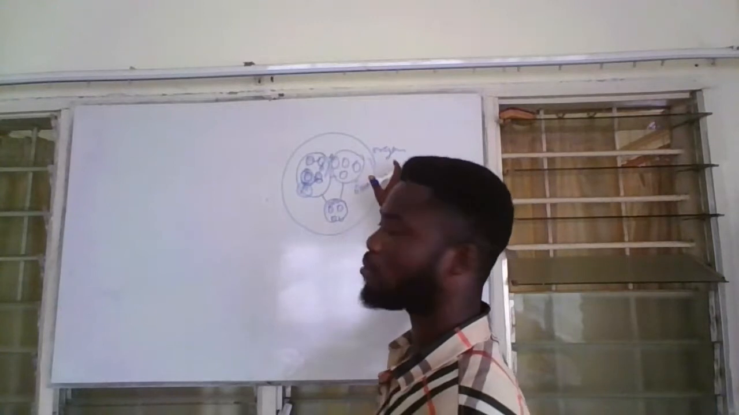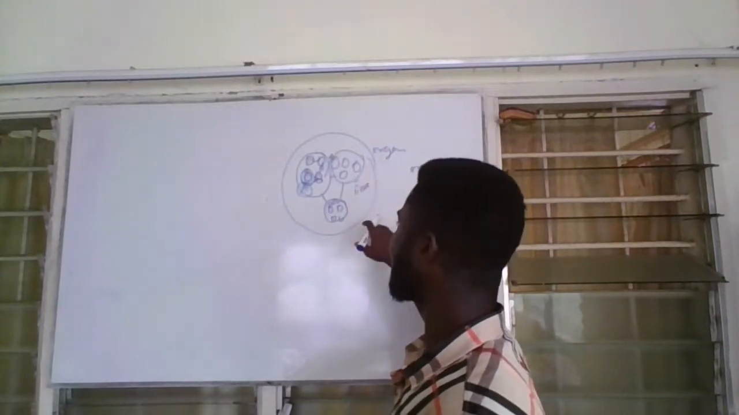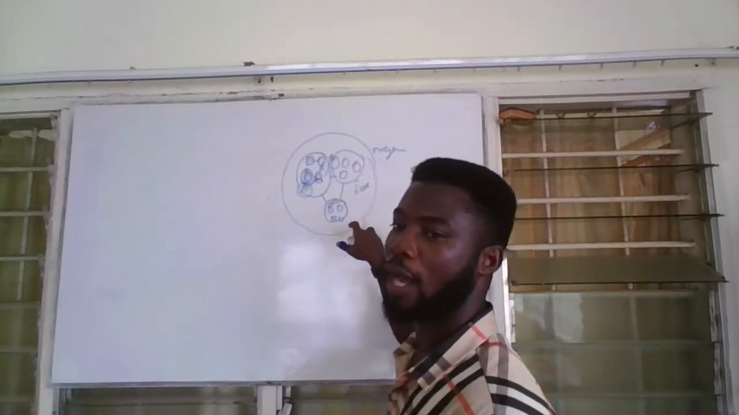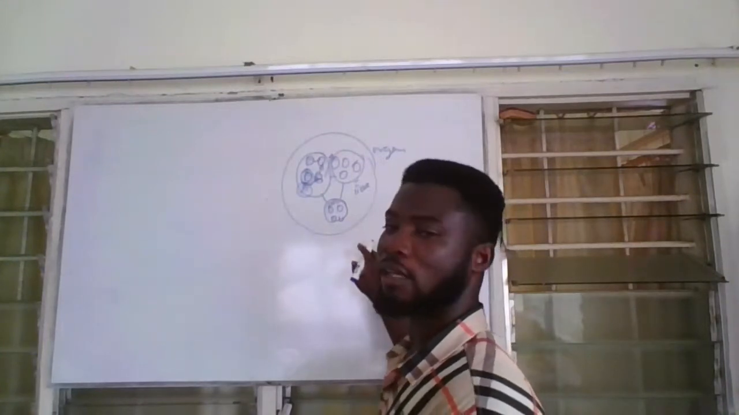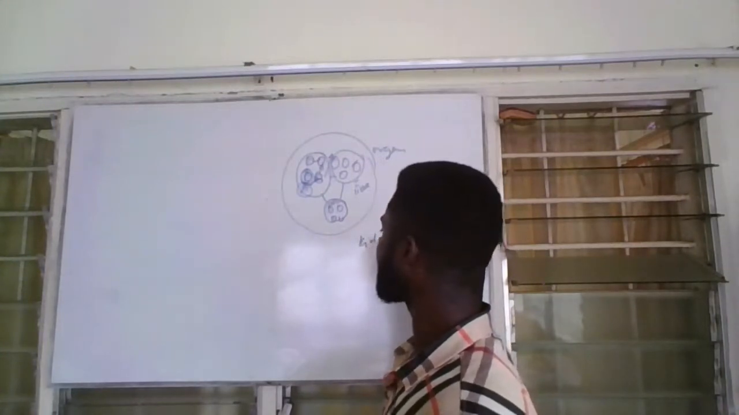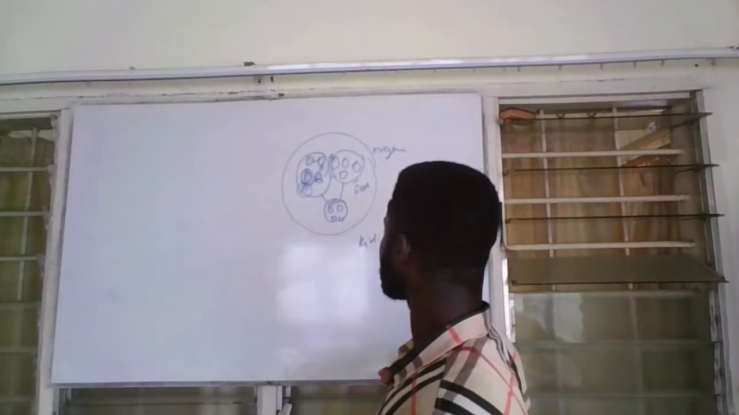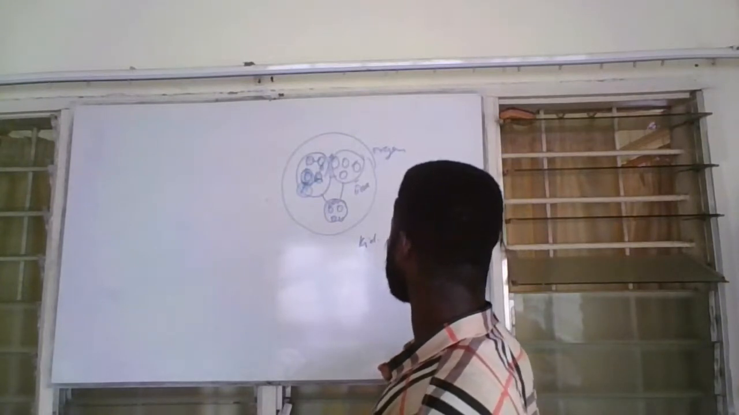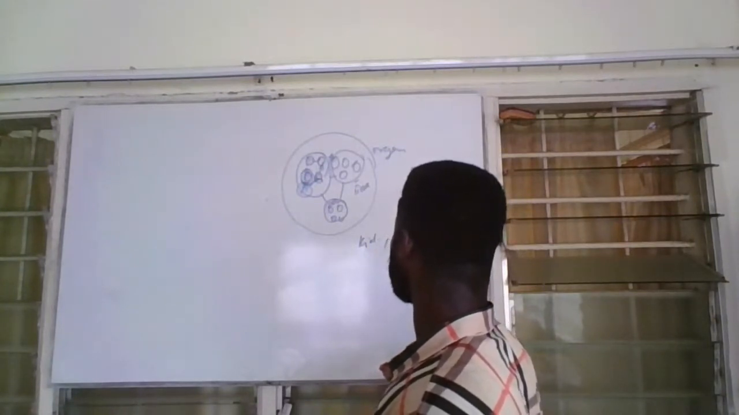So if an organ becomes affected, the other organs that are related to that specific organ may be affected too. So let's say the urinary system, where we have the kidneys, the ureters, the urinary bladder, and then the urethra.